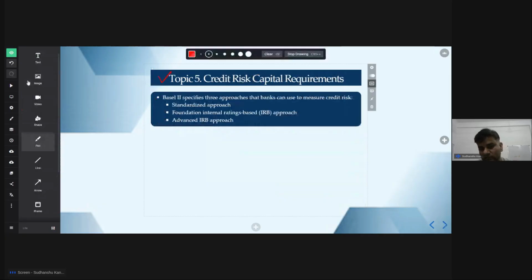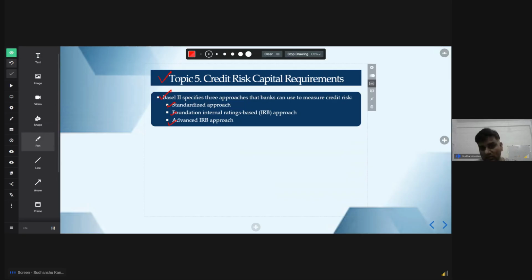Then we look at the credit risk capital requirement. When you talk about it, please understand that it is basically about how Basel II credit risk is calculated, or what the approaches are. Banks can choose among three approaches, depending on sophistication: the standardized approach, the foundation internal ratings based approach, and the advanced IRB approach. Standardized uses external credit ratings and regulator-defined risk weights. In Foundation IRB, the bank estimates probability of default and the regulator supplies other parameters. In Advanced IRB, the bank estimates PD, LGD, EAD and maturity; it is the most risk sensitive and complex.